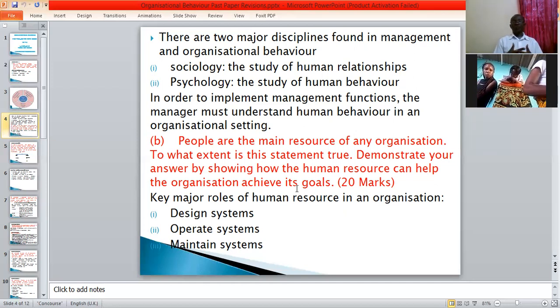That's what was needed for question number 1, A and B. Even if they change the questions, the basic concept still remains the same: in an organization, human beings or human resource is at the center.